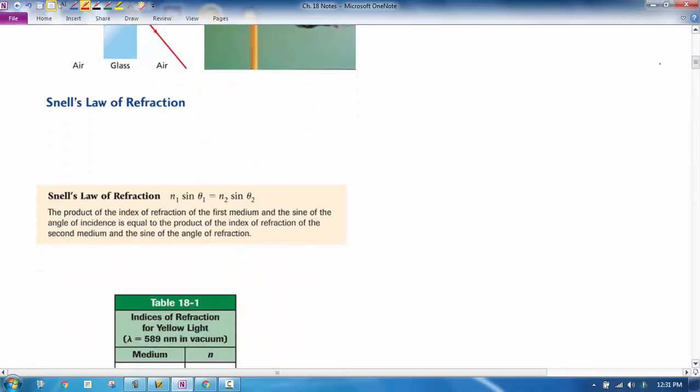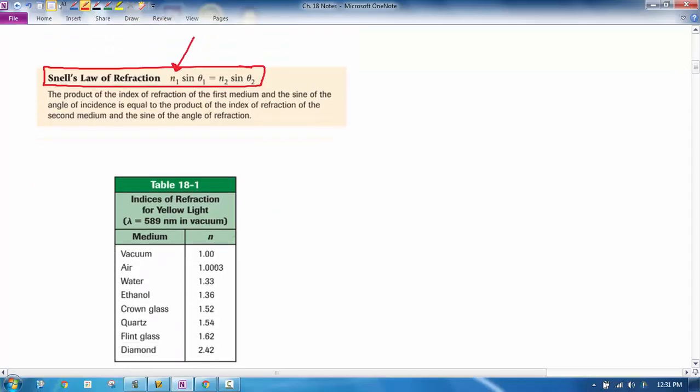All right, so Snell's law is the mathematical relationship that we're going to use to discuss that bending of light. n is the index of refraction, which I'll tell you what that is in a second. But for now, I'm going to give you those values in the table.